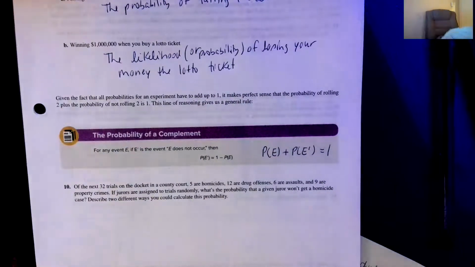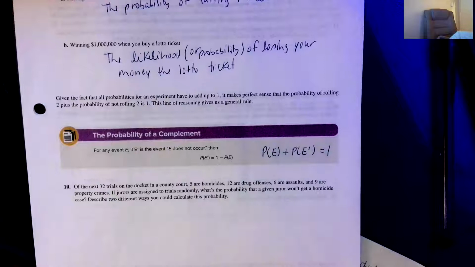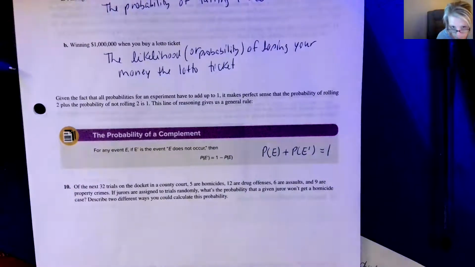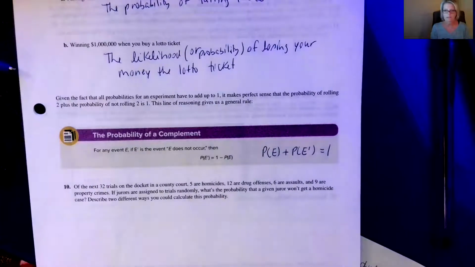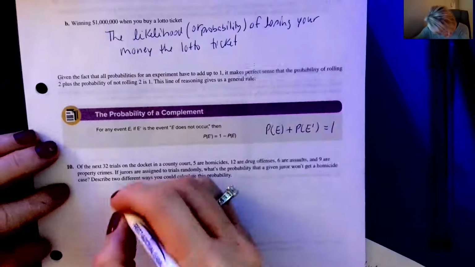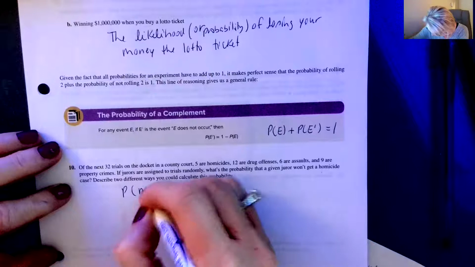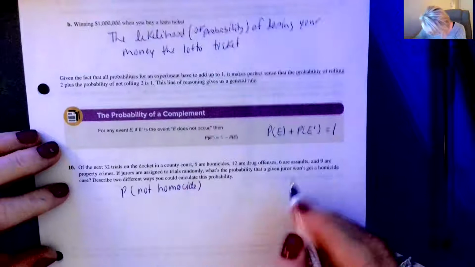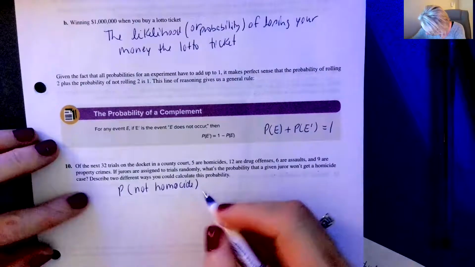Okay, so number 10 says, of the next 32 trials on the docket in a county court, 5 are homicides, 12 are drug offenses, 6 are assaults, and 9 are property crimes. If jurors are assigned to trials randomly, what's the probability that a given juror won't get a homicide case? So probability of not homicide. What is the probability that a given juror won't get a homicide?